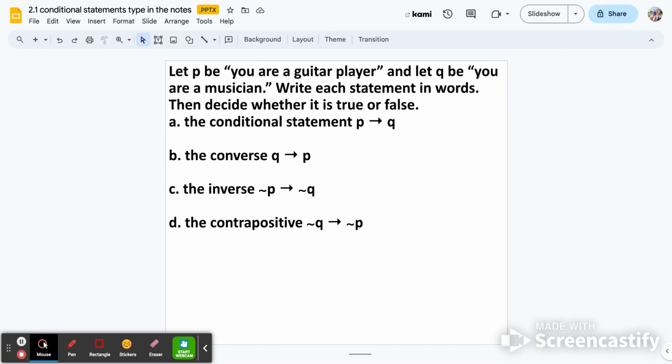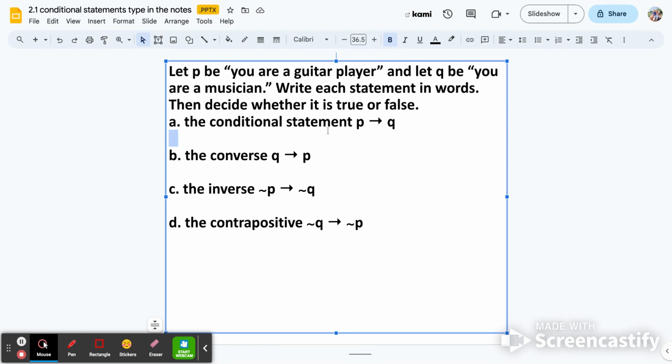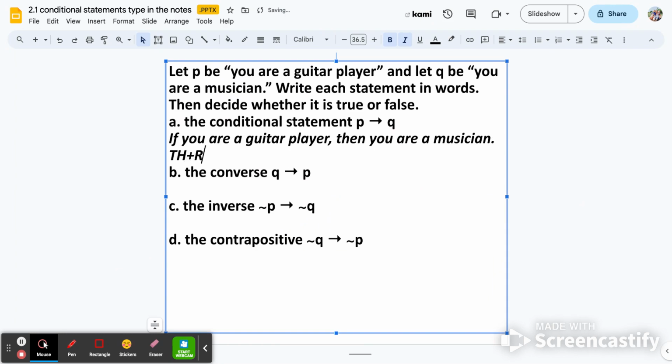So it says, let P be you are a guitar player, and let Q be you are a musician. And so what we're going to do is try to write the conditional statement, determine if it's true or false, then the converse of that, the inverse of that, and then the contrapositive of that. So the conditional statement would need to be, if you are a guitar player, then you are a musician. This is true because in order to be a musician, you play a musical instrument or you do something musical with your life, right?